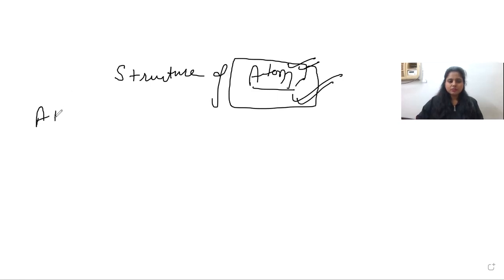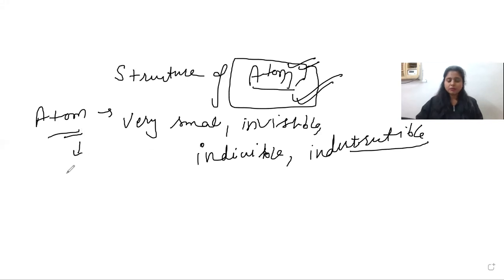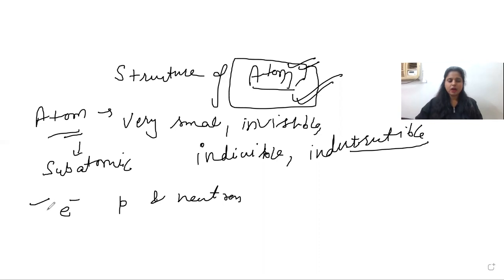Atom is very small. Very small means it is invisible and indivisible. It cannot be divided into any further part. It is indivisible, it is indestructible, it cannot be destroyed also. So these are the properties of the atom. It is made up of three subatomic particles. So what are they? Subatomic particles are electrons, protons, and neutrons. These are the basic subatomic parts of the atom.